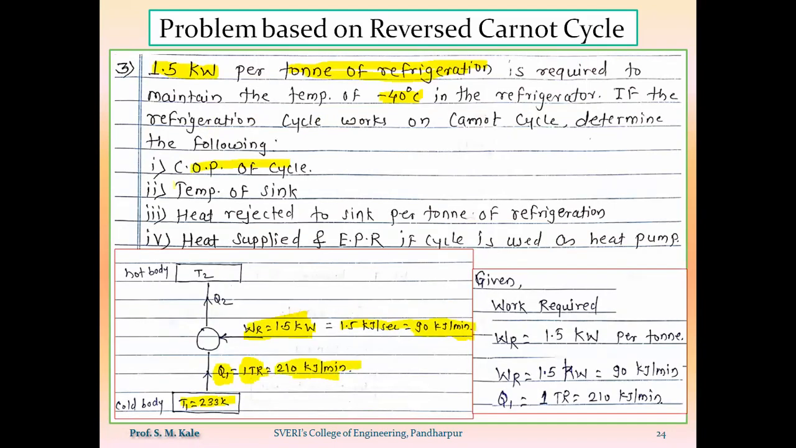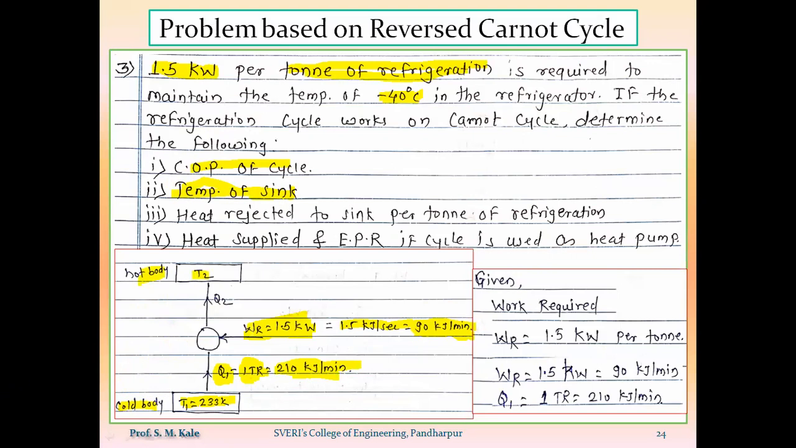Now what about the second question? The temperature of the sink we have to find out. Sink will become the hot body, because we are absorbing the heat from the cold body temperature and we are rejecting the heat to the hot body temperature. So sink will be the hot body. So here I have to find out the value of T2.